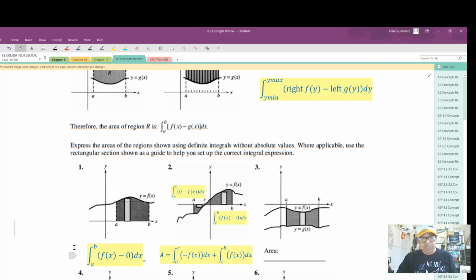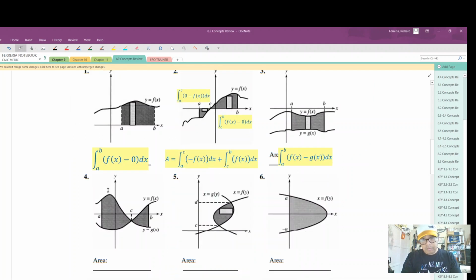Take a look at question 3. We've got vertical rectangles with a minimum x value of a and a maximum x value of b. We got an upper function of f of x and a lower function of g of x, meaning you get this integral, the integral from a to b of f of x minus g of x.